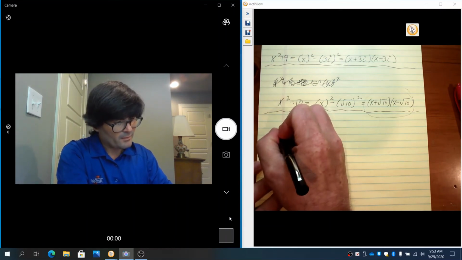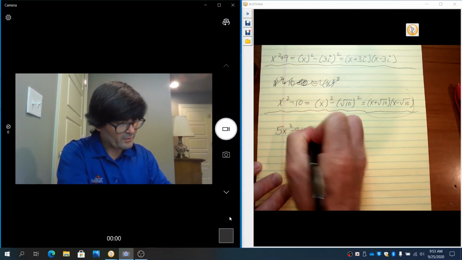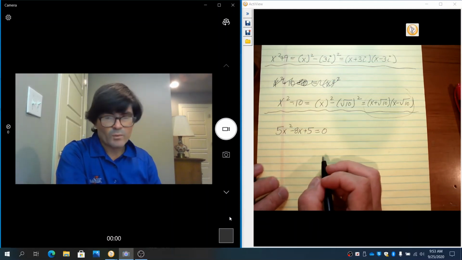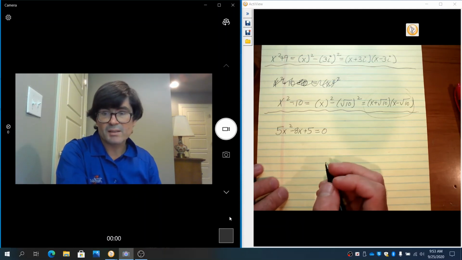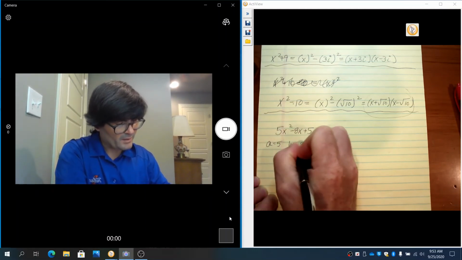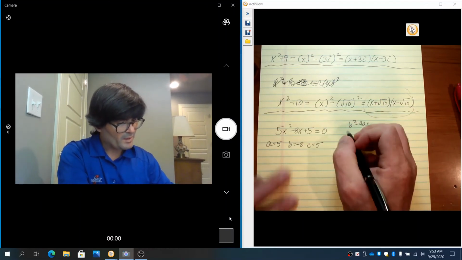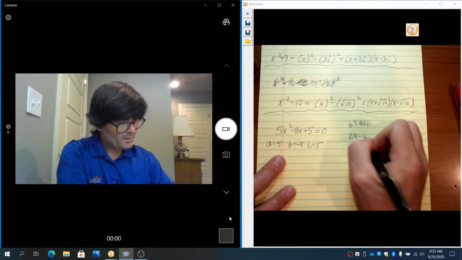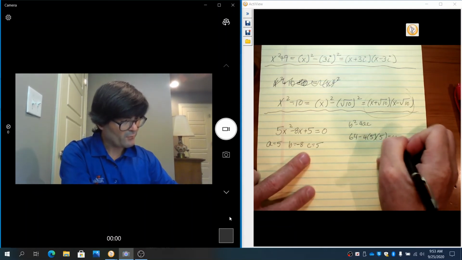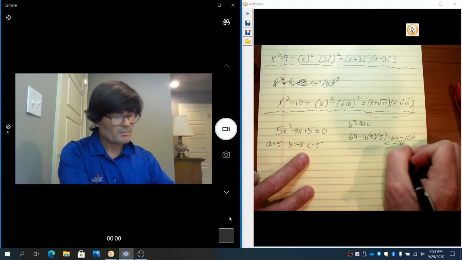If you have something like 5x squared minus 8x plus 5 equals 0, once again, you can use the discriminant to kind of see what to expect. So a is 5, b is negative 8, c is 5, b squared minus 4ac. b squared is going to be 64 minus 4 times a times c. That's going to be 64 minus 4 times 5 is 20 times 5, 64 minus 100, negative 36.